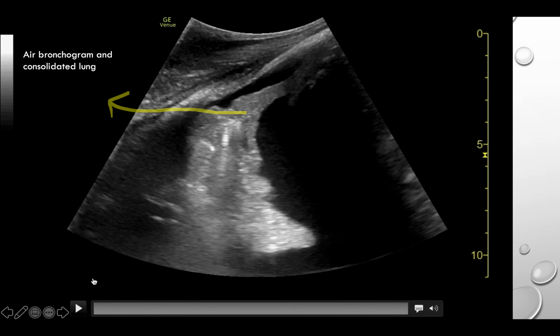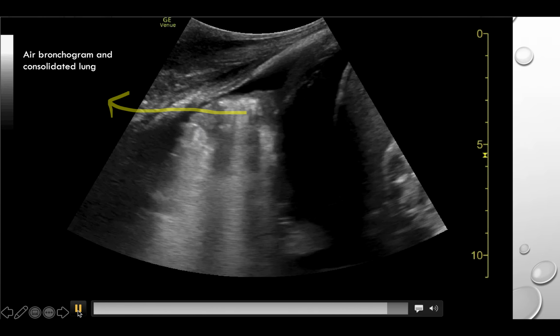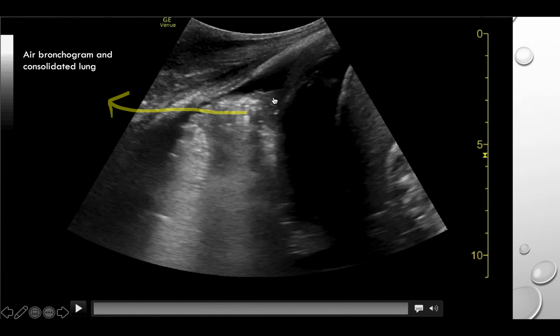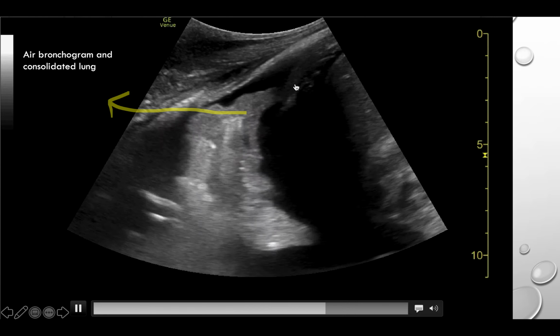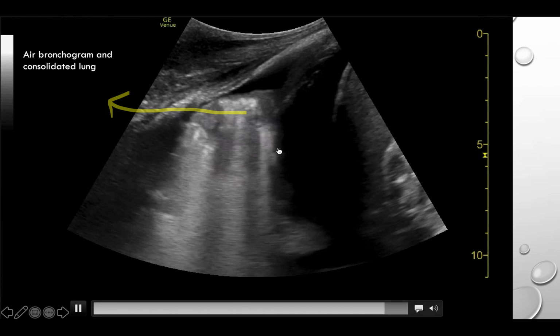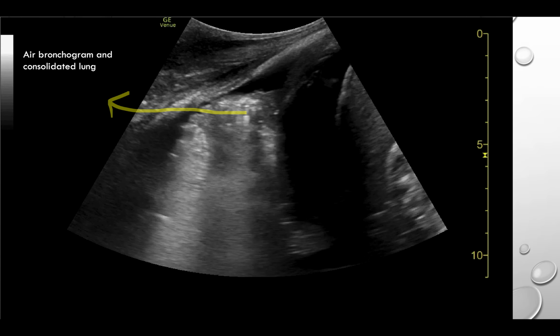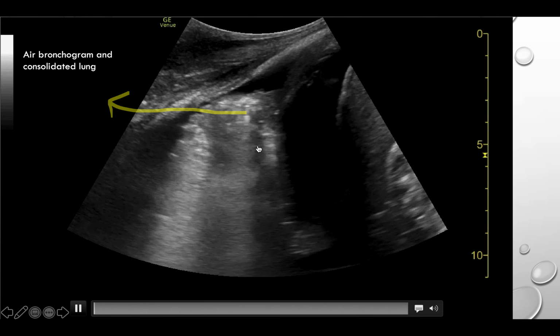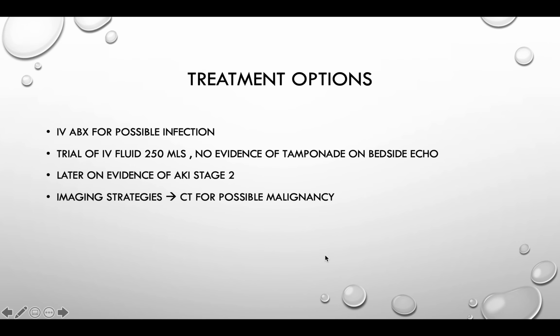Putting the probe on her lung, you see this is a good definition of, if I hold it here, air bronchogram. This is the consolidated lung, and you see the pleural effusion, which is actually a decent amount of pleural effusion, as you can see. Whether this fluid is parapneumonic or related to the fact that she's in heart failure, well, she's got enough reason to have that.